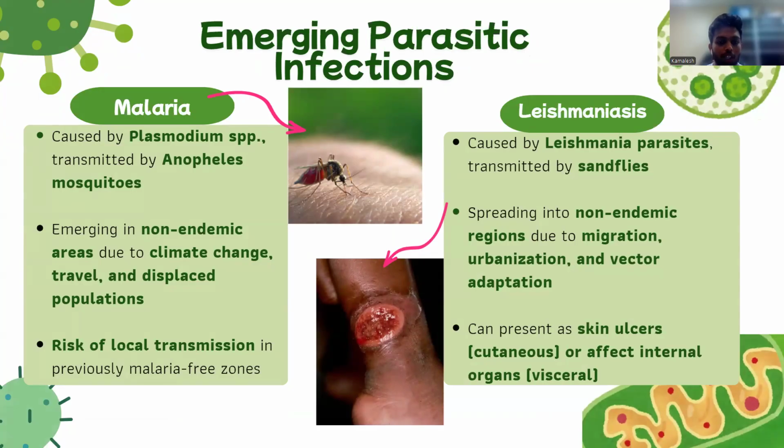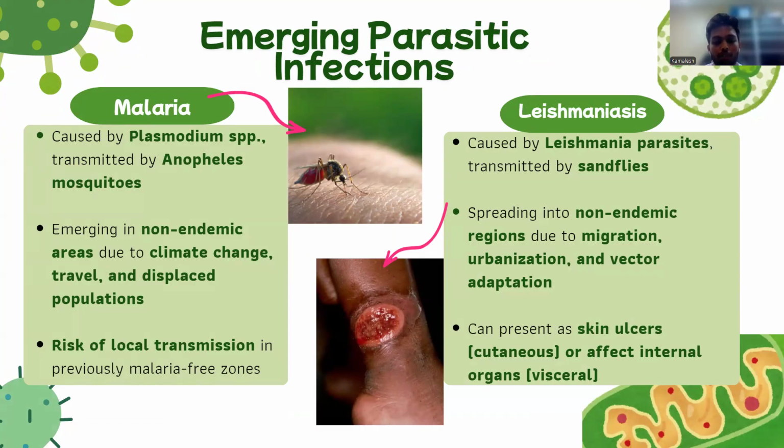And next up, we have malaria. Even though malaria is well known, it's now emerging in new areas where it wasn't seen before. It is caused by Plasmodium species and spread by Anopheles mosquitoes. Due to climate change, travel, and displacement, previously malaria-free zones are now at risk of local transmission.